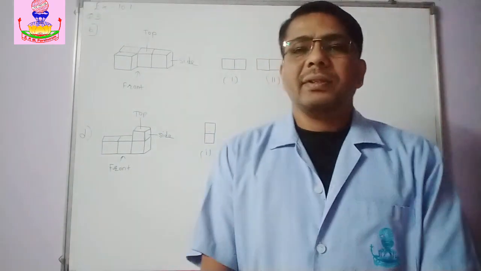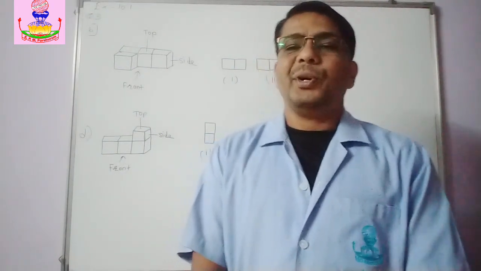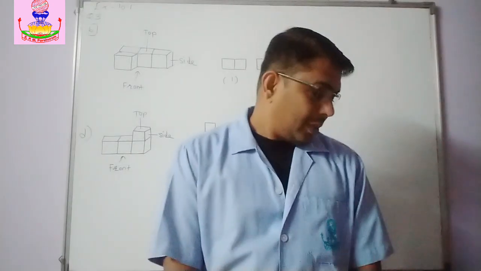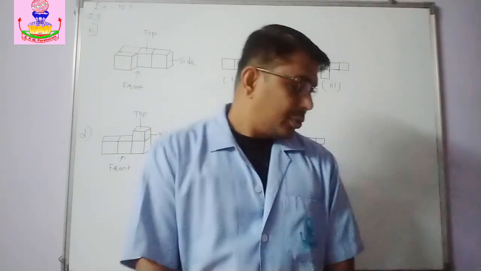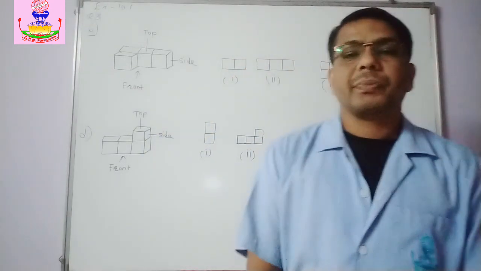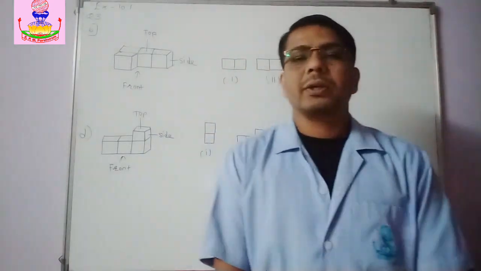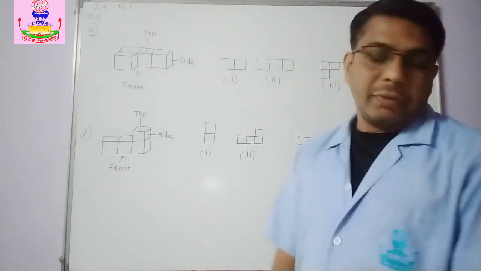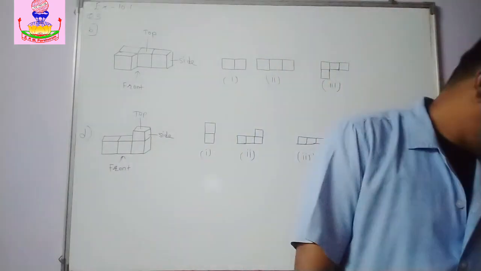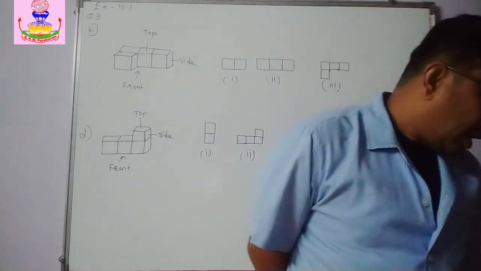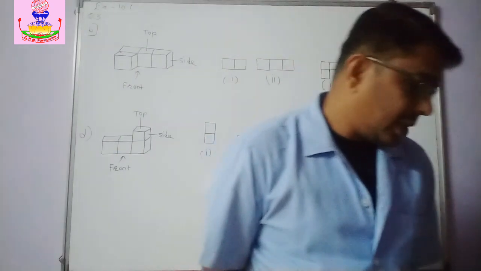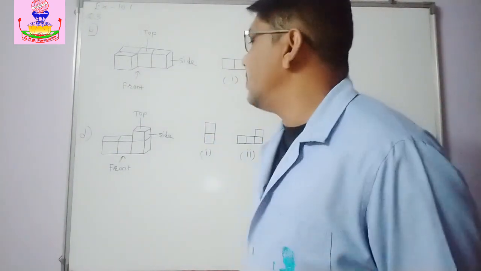Yesterday we have seen exercise 10.1, question 1 and question 2, and two examples of question 2 I have given them as homework. Now question third: for each given solid, identify the top view, front view and side view. So I am solving B and D.